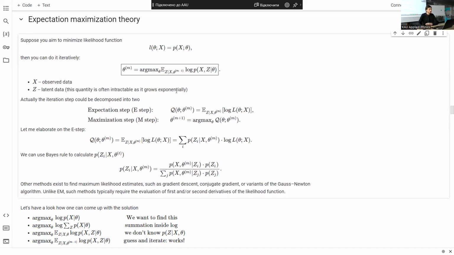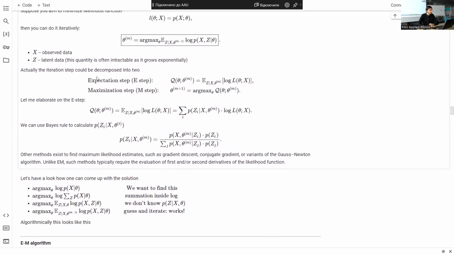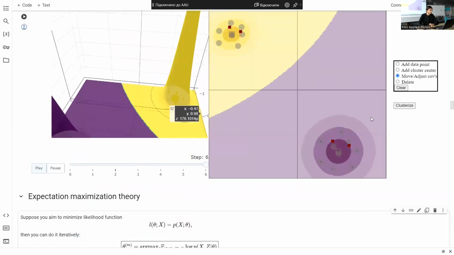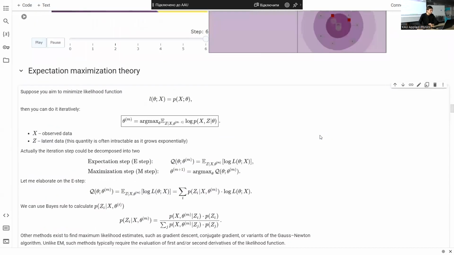So we have x, that's our observed data. So these are my data points. And we have some latent data. Often this data is somehow intractable as it grows exponentially. And depending on that, you are trying to estimate your parameters somehow. So what we do here, we perform two steps, very similar to what we had before. So basically the same thing, more or less, just a different point of view.